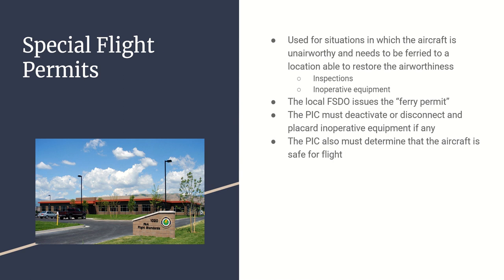Keep in mind that, remember, as PIC, you are responsible for the safety of flight. So you have to determine that whatever is not working is not going to pose a problem to your flight. Make sure that it is disconnected or placarded inoperative so you don't think that it's working and showing you something, and then you follow an indication and put the safety of flight in jeopardy. Make sure that it is safe, right? Because that is your job as PIC. And then once you've got that ferry permit, you can take it somewhere to get it fixed.